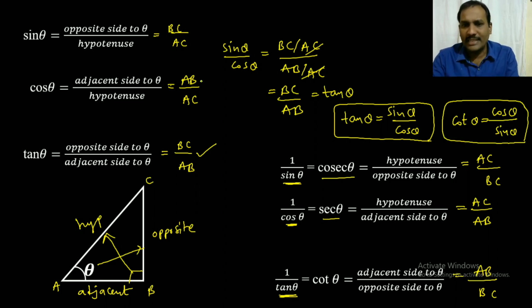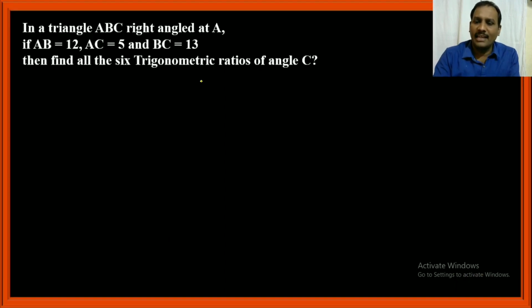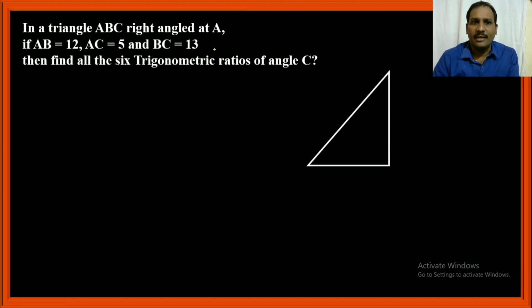Now we will understand more clearly if we go through some problems. So let us have the first problem. In a triangle ABC, right angled at A, AB is equal to 12 centimeters or 12 units, AC is equal to 5 and BC is equal to 13. Then find all the 6 trigonometric ratios of angle C. So I am assuming this angle C as theta.